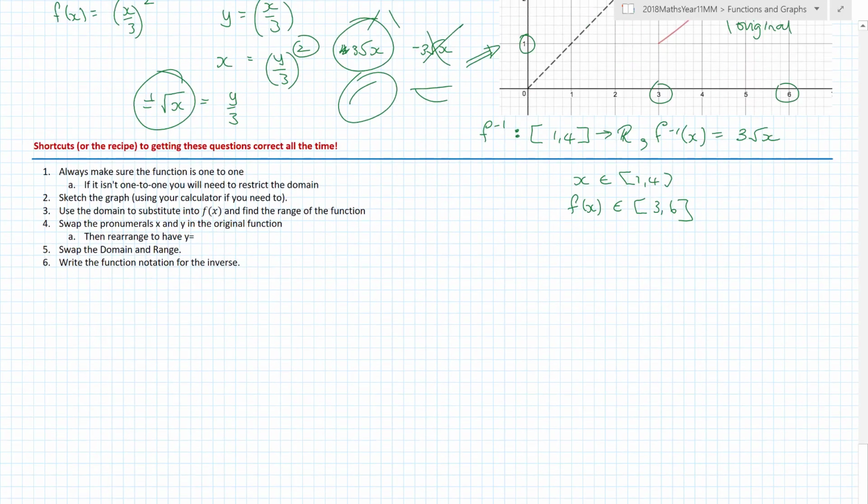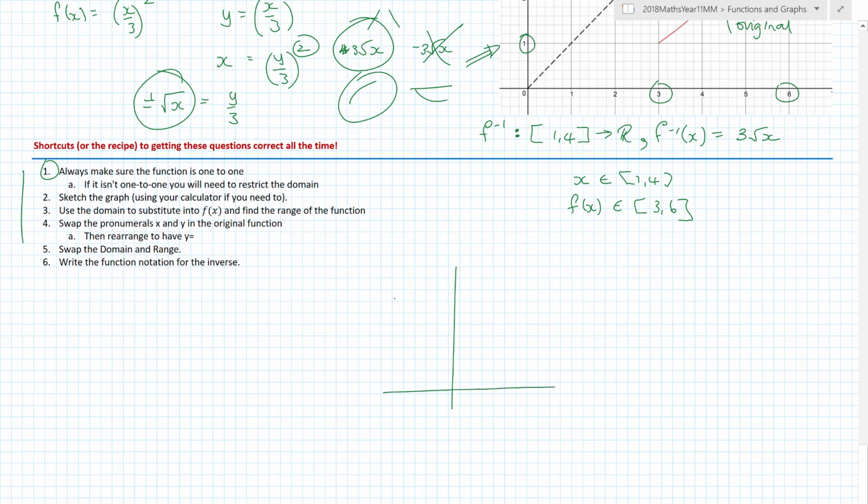All right. Again, this square root stuff, this double graph stuff, choosing the right one is very, very much used in methods 3 and 4. All right, so here are some shortcuts to make sure you get these questions correct all the time. Number 1, make sure the function is 1-to-1, and if it isn't, you'll need to restrict the domain.